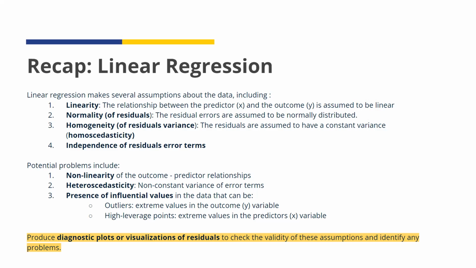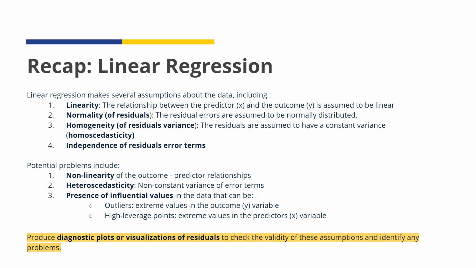We also have this assumption of homogeneity with regards to residuals, and what that means is that our residuals are assumed to have constant variance. We can tell if our residuals have constant variance by looking at a residuals plot. We'll see what that looks like in a second. This phenomenon is also known as homoscedasticity. And last but not least, we also assume that our residuals are independent of one another. Just another quality of those that we have to consider.